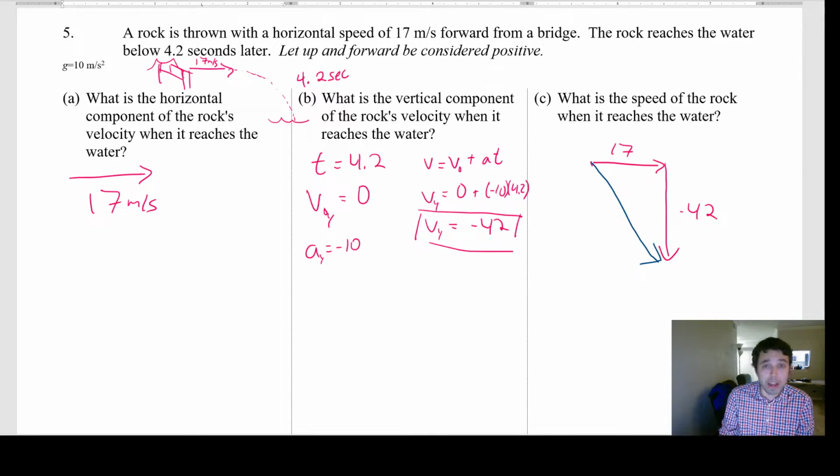All right, so we have to do the Pythagorean theorem to find the total resultant velocity here, right? 17 this way, 42 down. So 17 squared plus 42 squared equals c squared. We get 17 squared plus 42 squared, and then we square root that, and I'm getting 45.3. So the total speed is 45.3 meters per second.